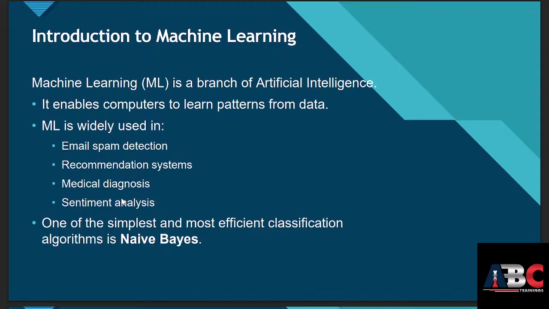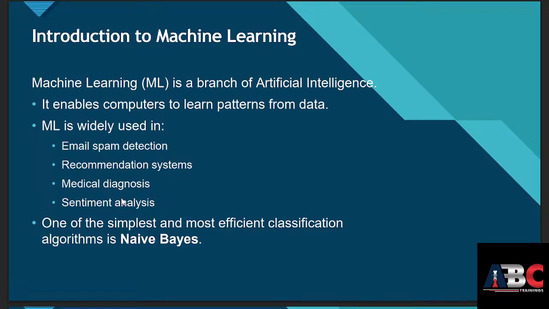Let's understand what machine learning actually is. Machine learning is a branch of artificial intelligence that focuses on building systems that can learn from data instead of being explicitly programmed. Traditionally, computers were programmed with strict rules.